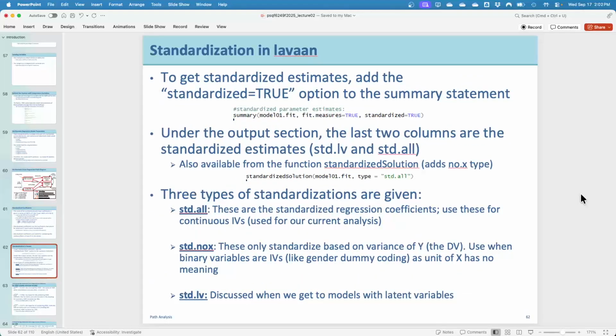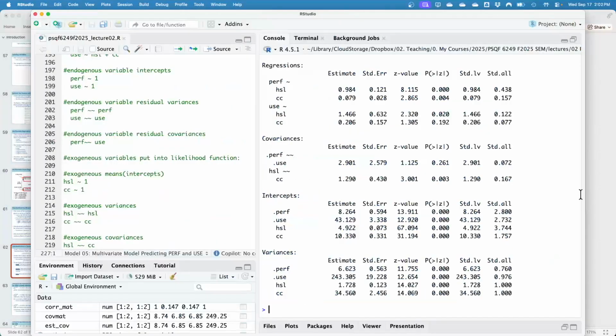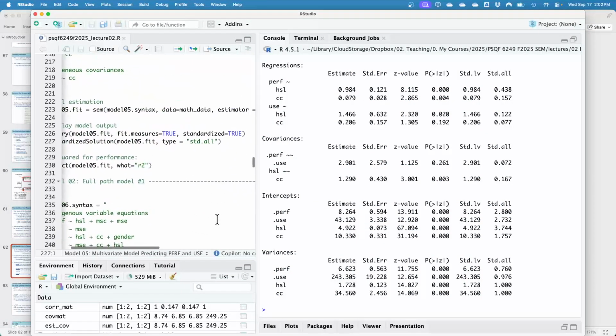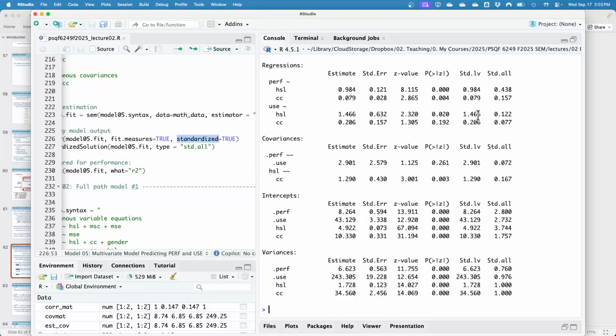we can do that, by the way, by adding standardized equals true to the lavaan summary statement in R, the summary syntax value right here. And when we do that, we can get this column that says std.all. That's what we'll be looking at. There's another column that says std.lv. That is for when you have a latent variable. That's a different type of standardization. It standardizes based on the latent variable, but not on y. The reason why we need that, we'll get to in a few weeks. For us in path analysis, std.all is what we'd want right here.